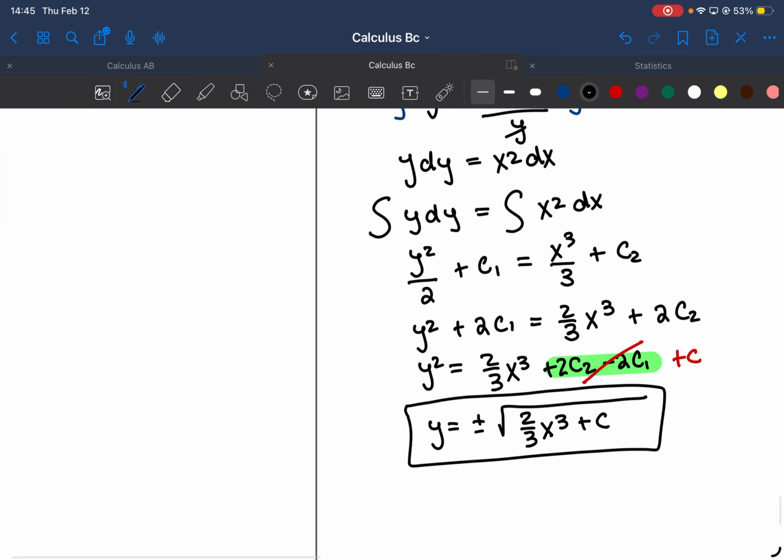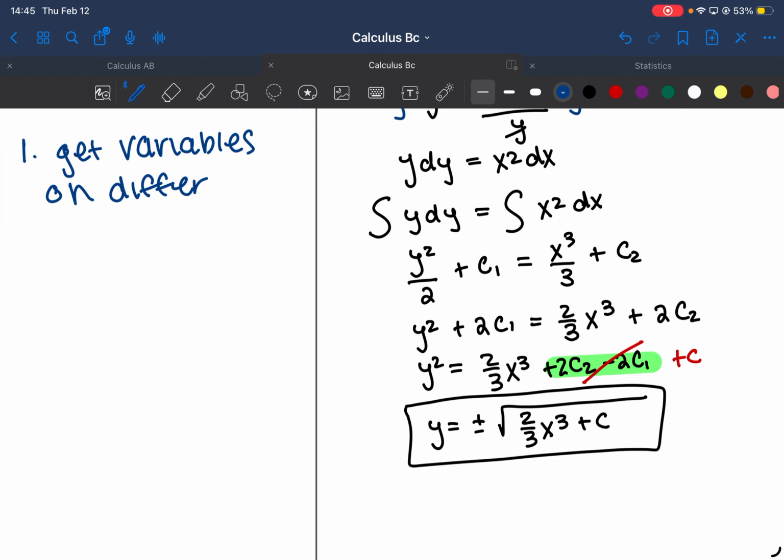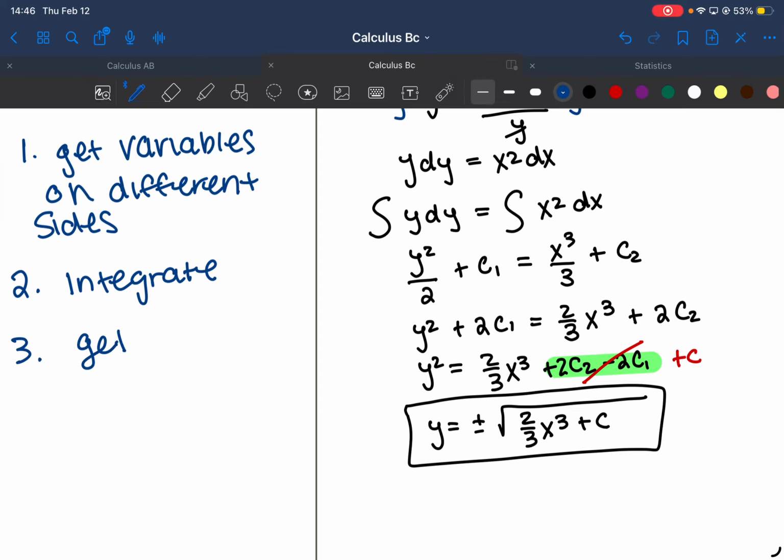If you're still copying down 1, what I'm going to do off to the side is just write the steps out for those who like to have the visual of the steps. So our first step was to get the variables on different sides. Okay, so your x is on one, y is on the other. Then we integrate. And then we get y by itself.